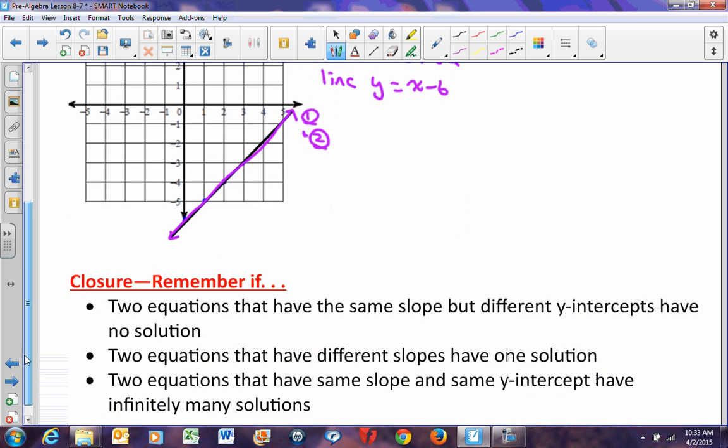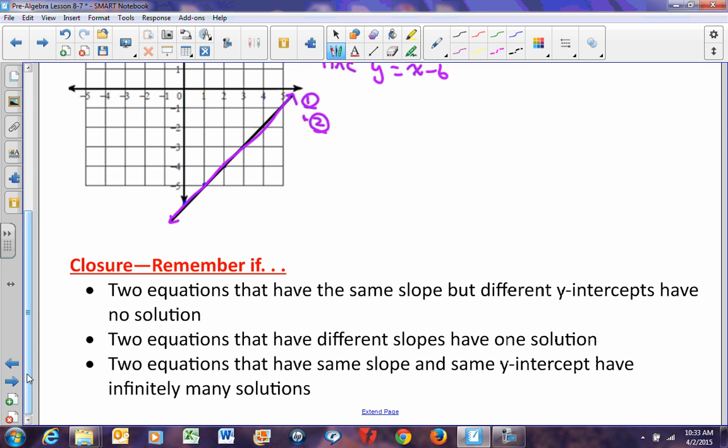Okay, so remember, there's only 3 possibilities you can get when you graph an equation. 2 equations that have the same slope but different y-intercepts will have no solution. They'll be parallel. 2 equations that have different slopes will have one solution. 2 equations that have the same slope and the same y-intercept will have infinitely many solutions. You'll only get one of 3 solutions with linear equations. They'll either cross in one spot, they will never cross because they're parallel, or they will land right on top of each other. And that's solving systems of equations.